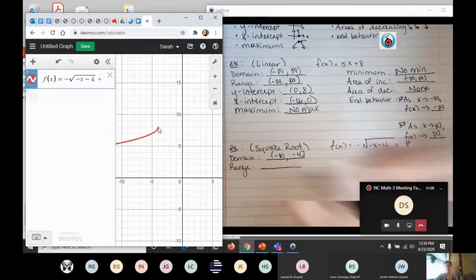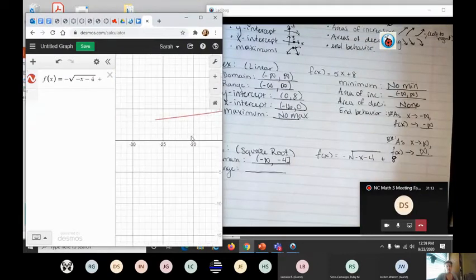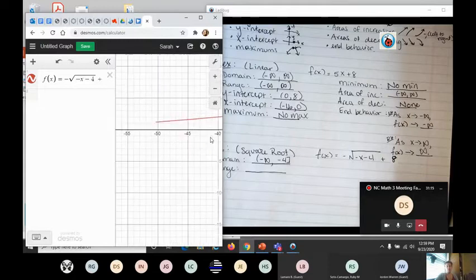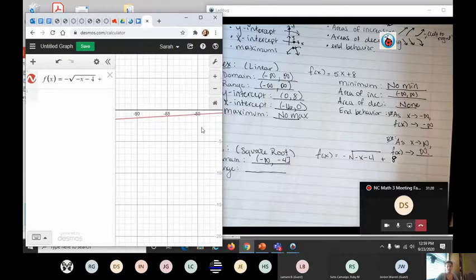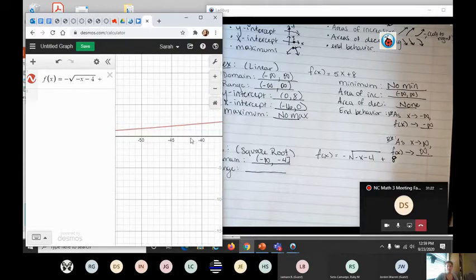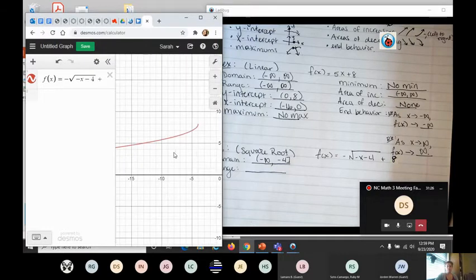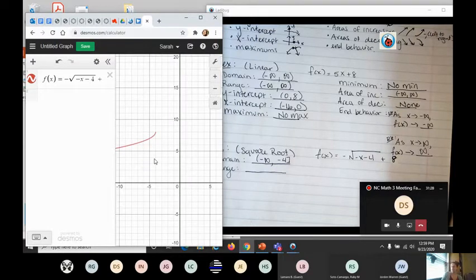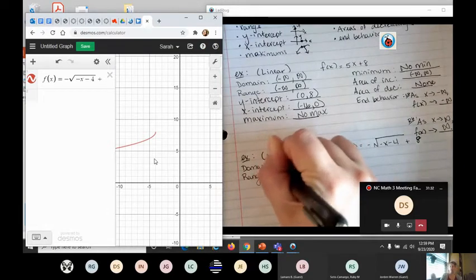Our range is going to be how far down it goes and then how far up it goes. So if I follow this along, I'm going to find out there's no point where it's just stopping. It's going to go down forever. It's past the x-axis. It's going to keep going and going and going. Whew, back. Okay, so my range, the lowest part, is going to be negative infinity.